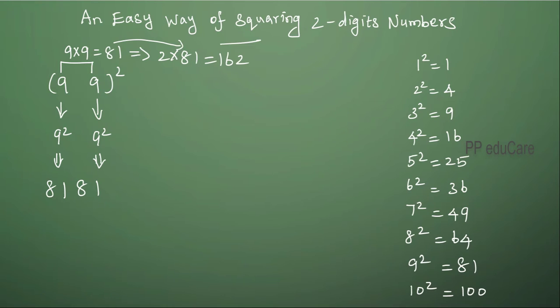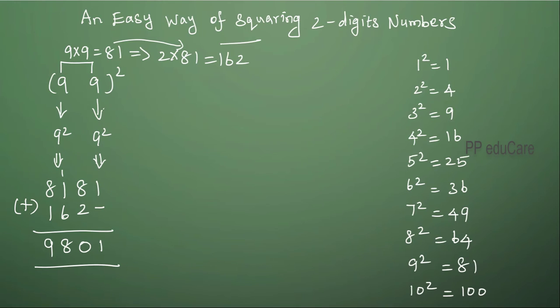Now leave this unit place and write this 162 from the tens place digit like this, 2, 6, 1. Now add these two values. Here 1 plus 8 plus 2 is 10, put 0 here, 1 is the remaining, 6 plus 7 plus 8 and 8 plus 1 is 9. Therefore 99 squared is 9801.